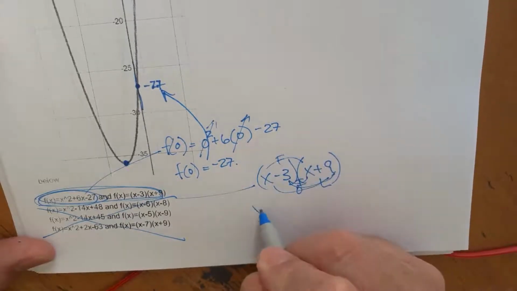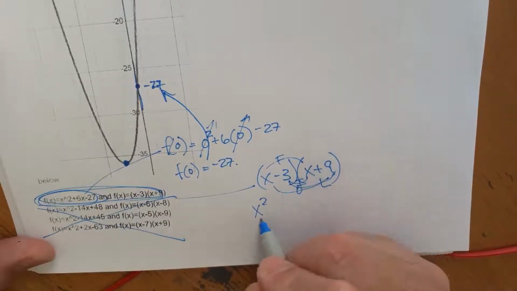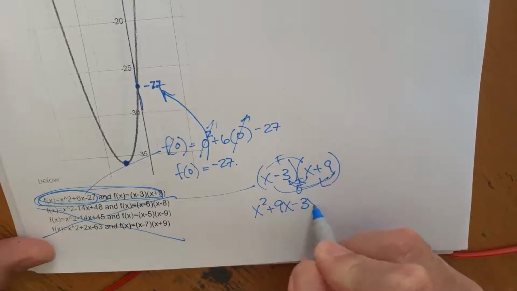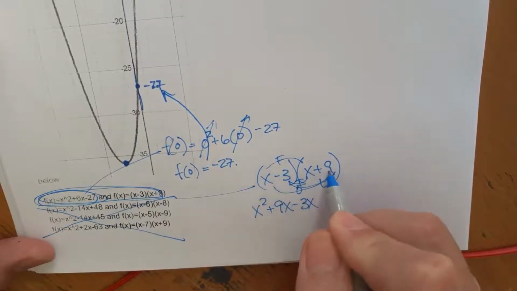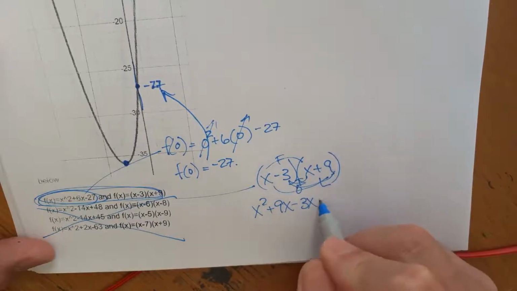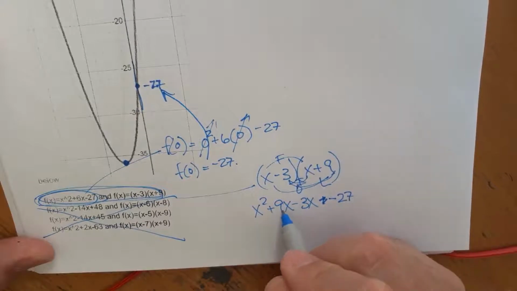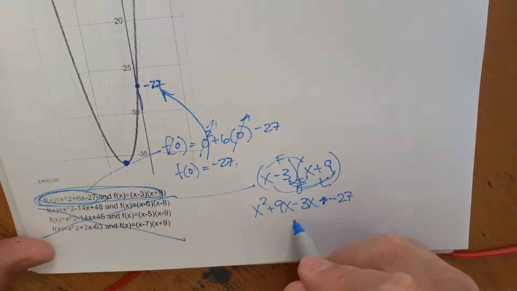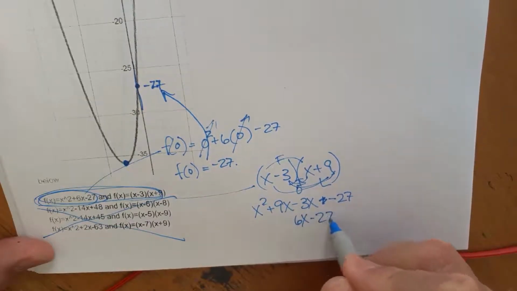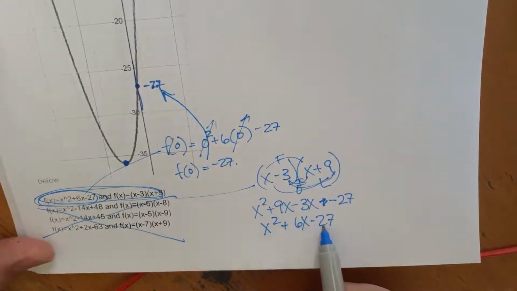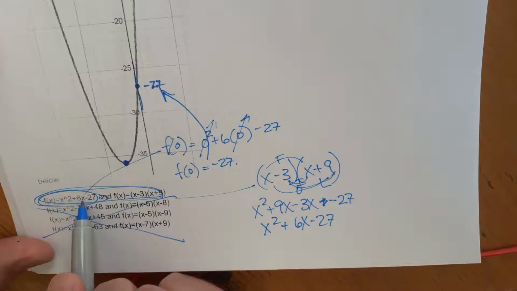X times x is x squared. Outside is 9 times x is 9x. Inside is negative 3 times x, or minus 3x. Last is minus 3 times a positive 9, which is minus 27. We combine these middle terms. 9x minus 3x is 6x. Okay, so x squared plus 6x minus 27 is the function we're dealing with.